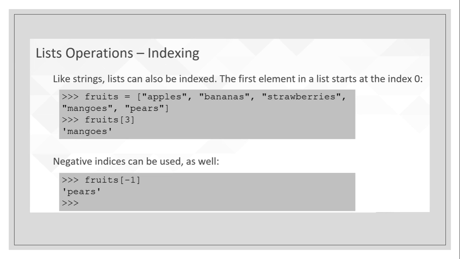So when I say fruits[3], I will get mangoes. From a human perspective, we count 1, 2, 3, 4 as the mangoes position. But Python and list indexing work on the third position. This is how it is stored.